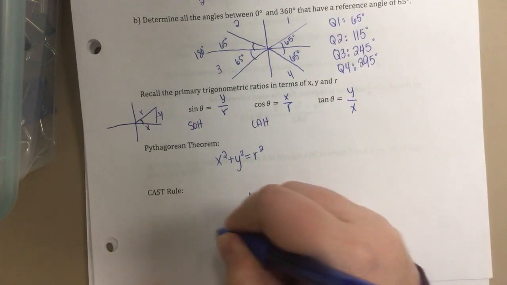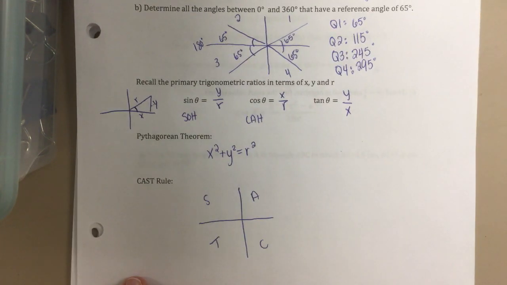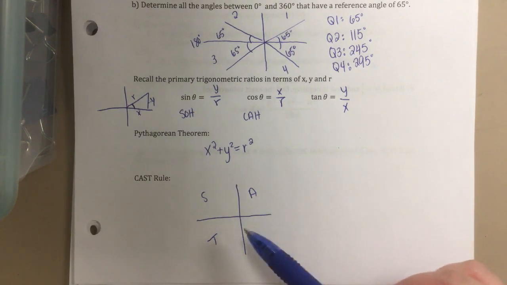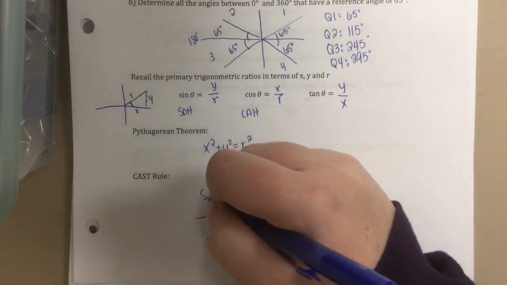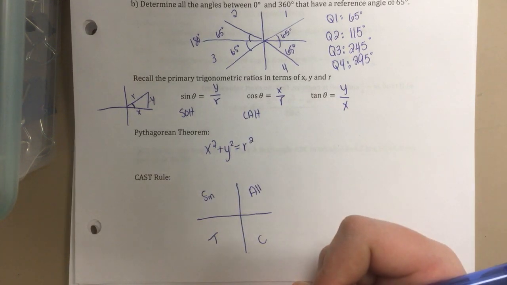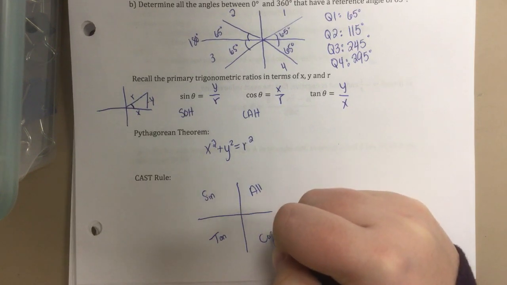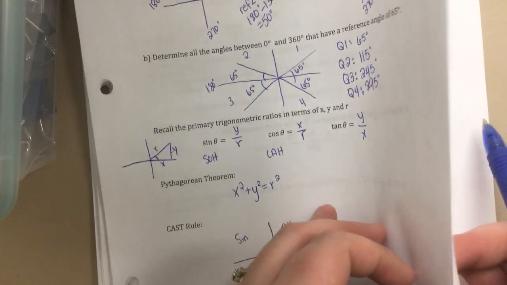And the CAST rule starts in quadrant 4, C-A-S-T. Some people like to say add sugar to coffee, start in quadrant 1. Either way, this tells you which ratios are positive. So the A stands for all ratios positive in quadrant 1, sine being positive in quadrant 2, tan being positive in quadrant 3, and cosine being positive in quadrant 4. And so it also is true if cosine is the only positive ratio, both sine and tan are negative in quadrant 4. Okay.